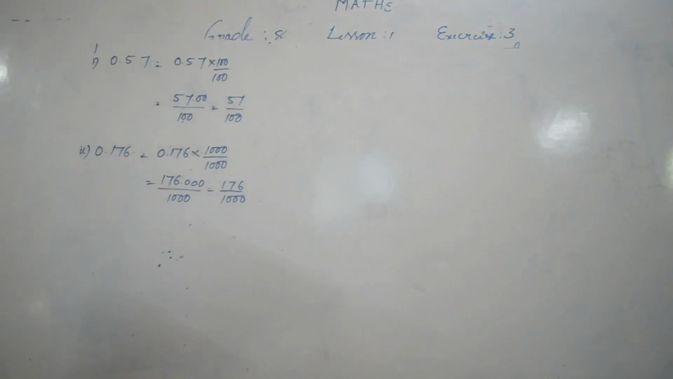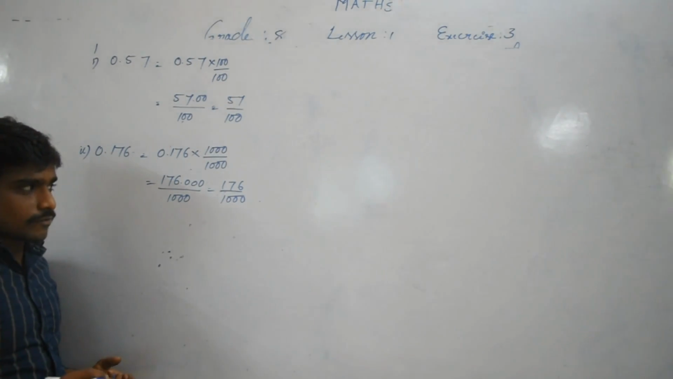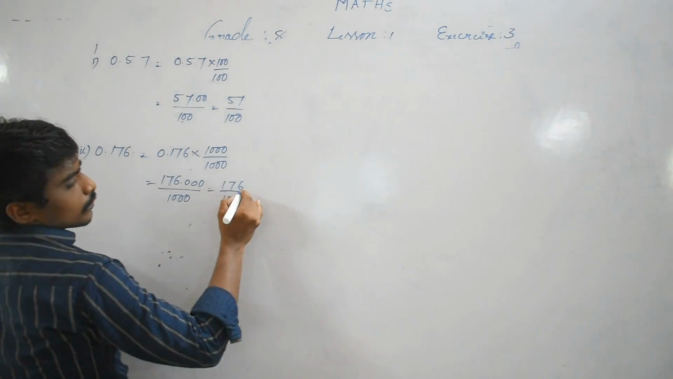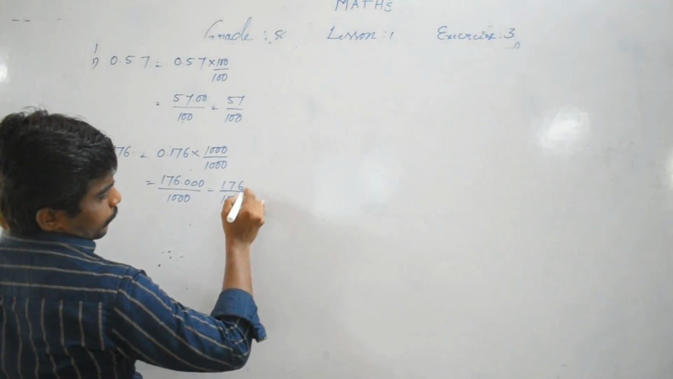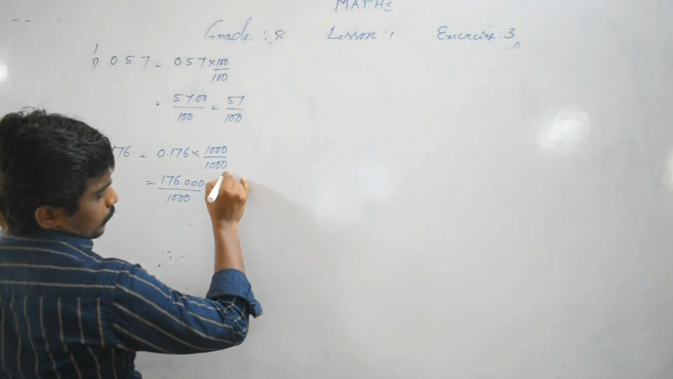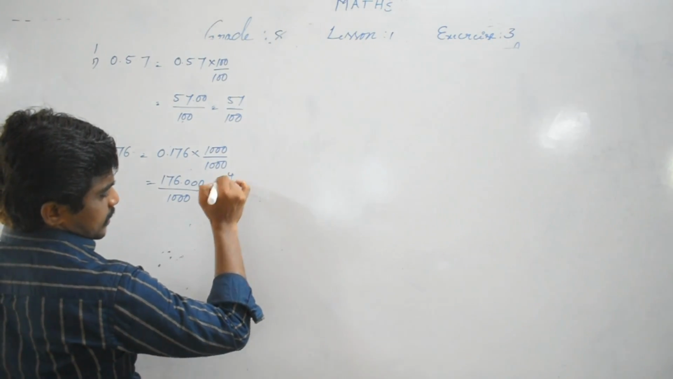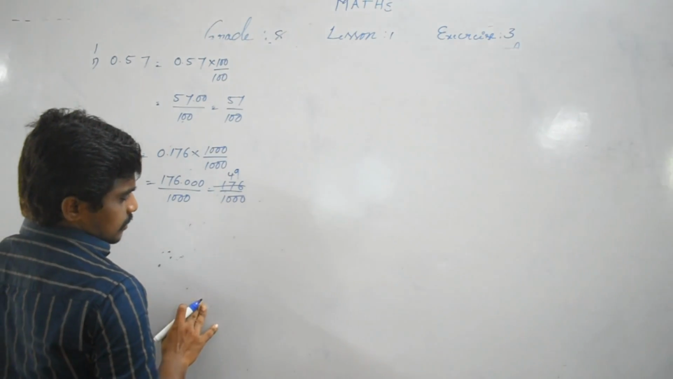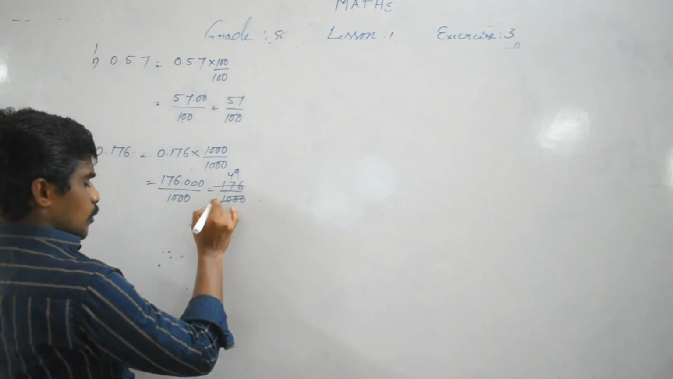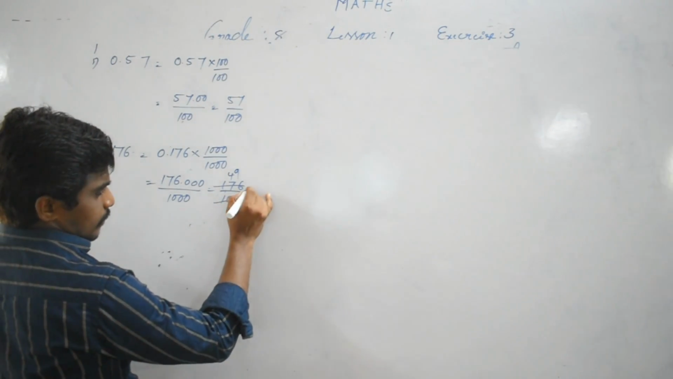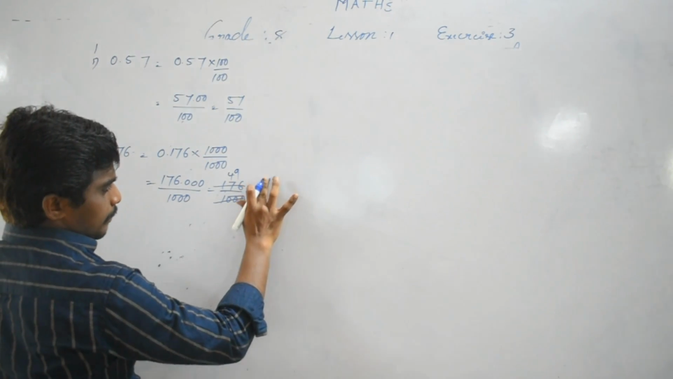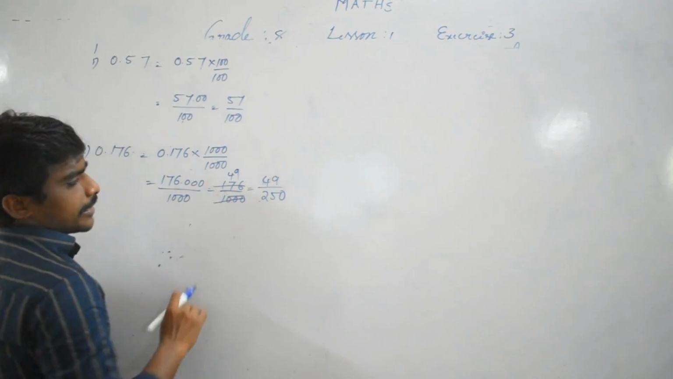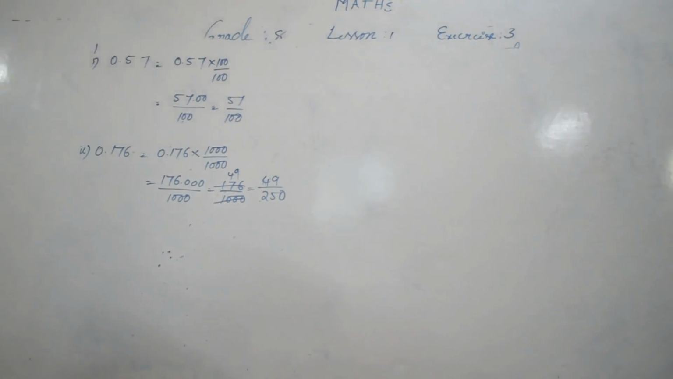4 ones are 4, 4 fours are 16, 4 nines are 36. 4 250s are 1000. So 22 by 125. Next one.